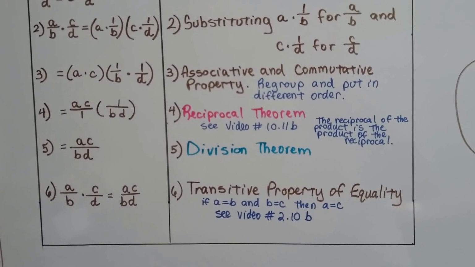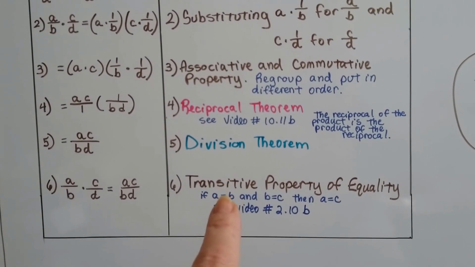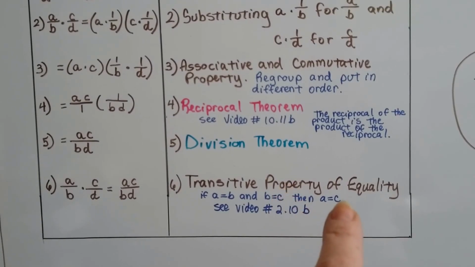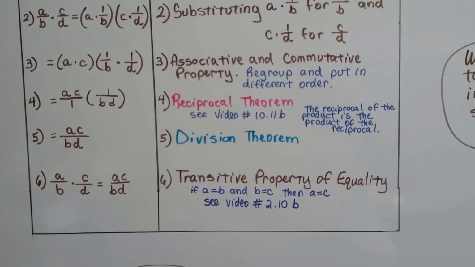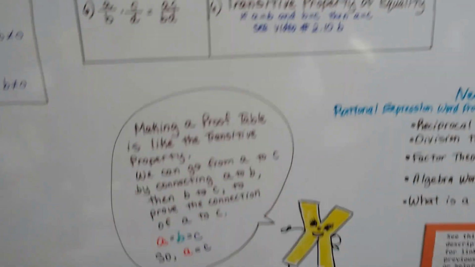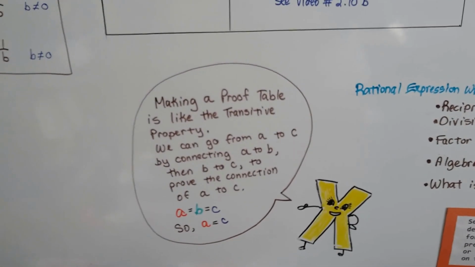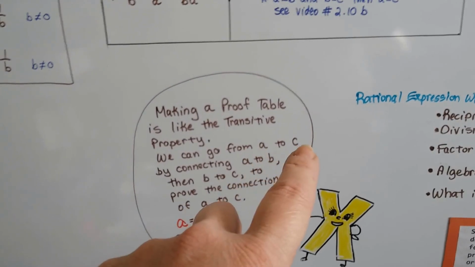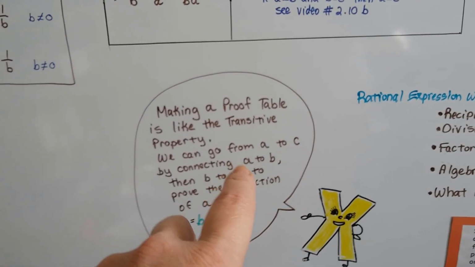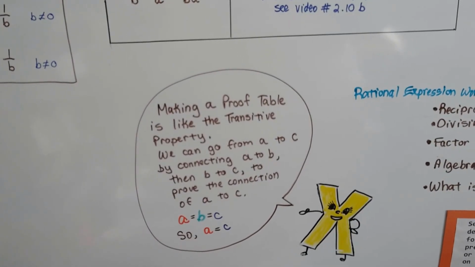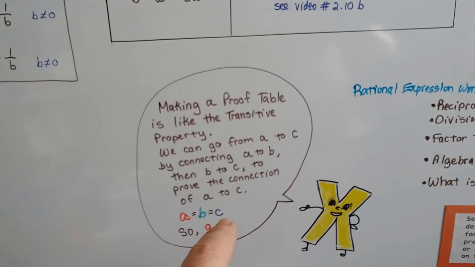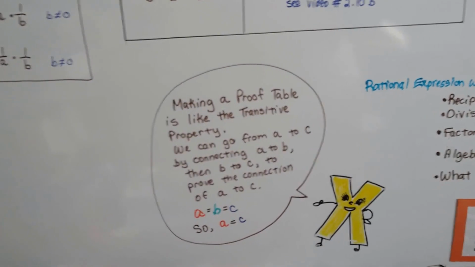That was the transitive property. The transitive property says if a equals b and b equals c, then a equals c. We did that back in video 2.10b. So basically, making a proof table is like the transitive property. You go from a to c by connecting first a to b, then b to c, and you prove the connection from a to c. If a equals b equals c, then a equals c, right?